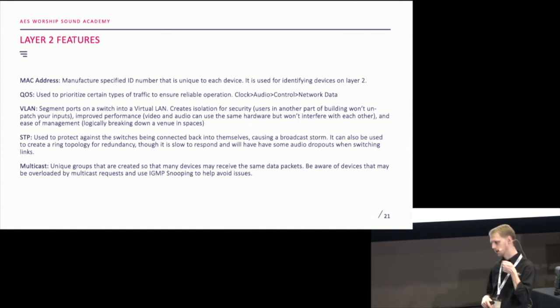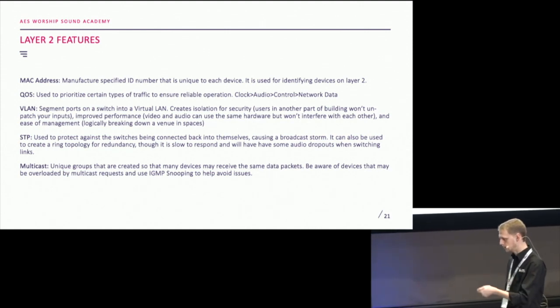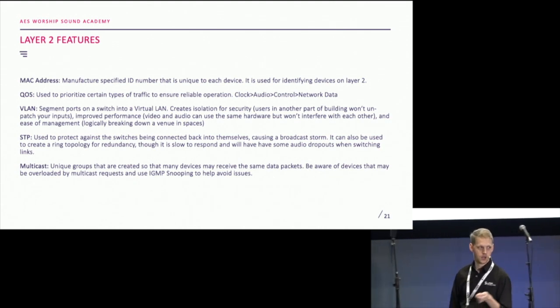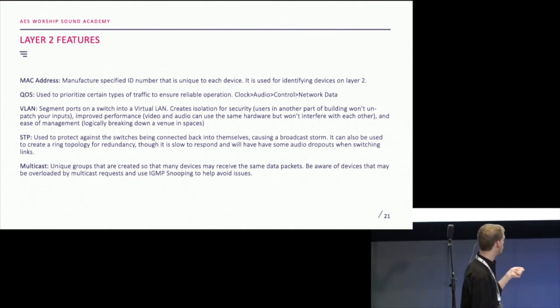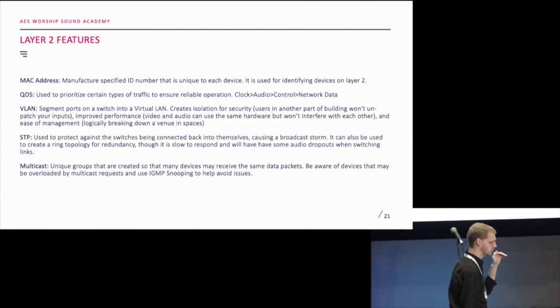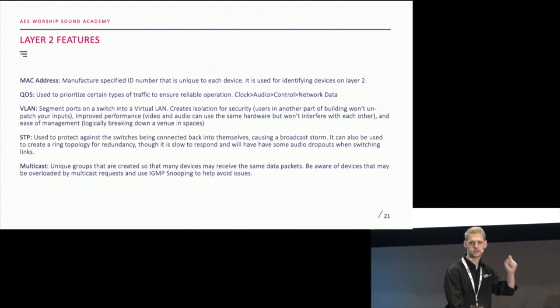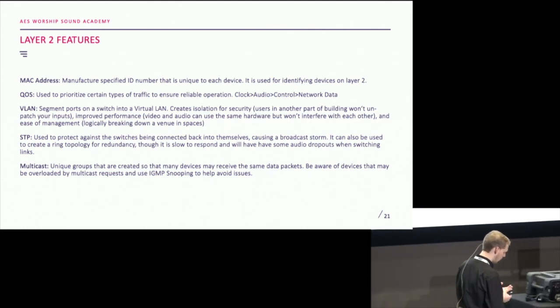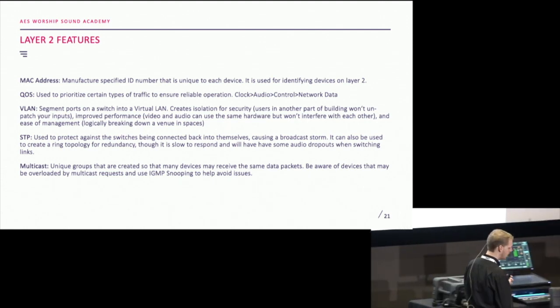So when you plug in your console and it automatically finds the stage box in your manufacturer's software, that's using multicast to go out and find all the devices and say, here they are, he's here, he's here, he's here, and okay, now we can all talk to each other. But if you've got a large network, that could become problematic, right?